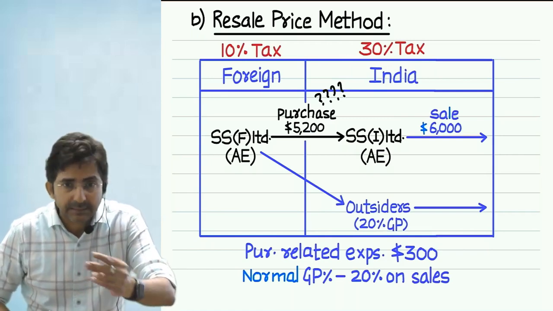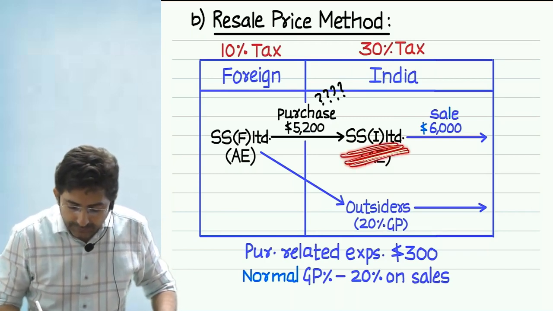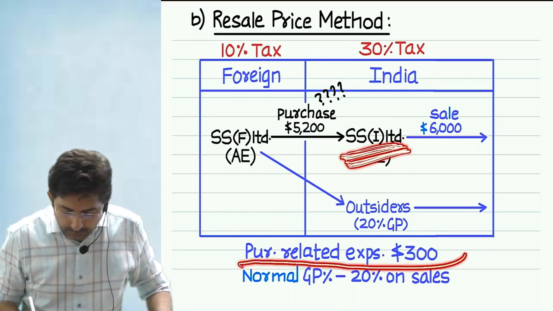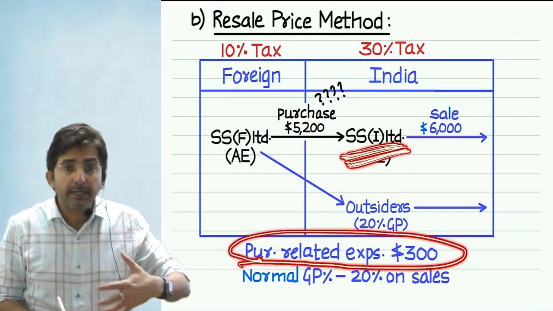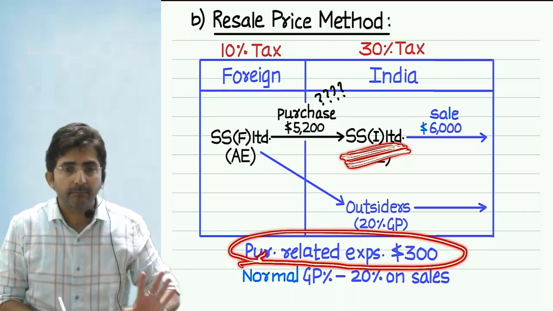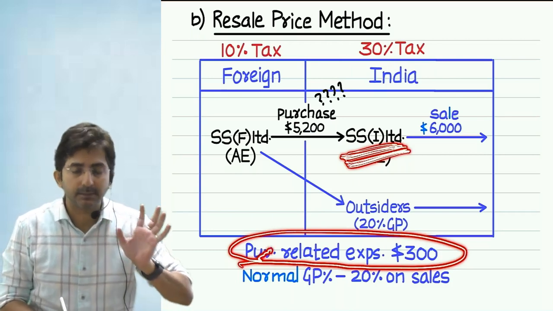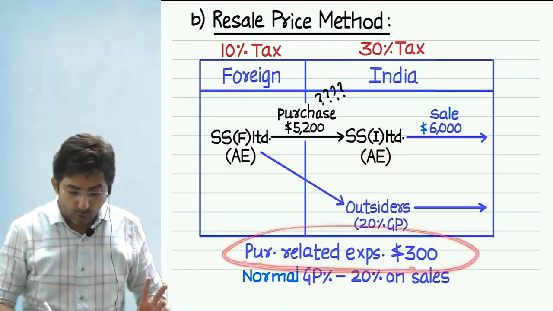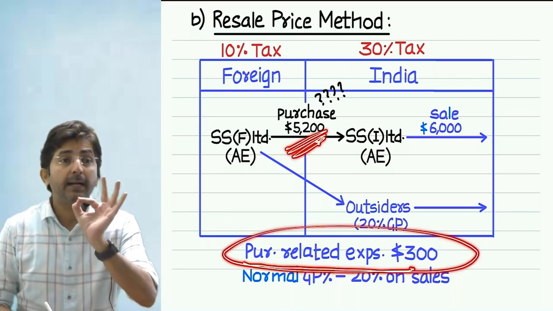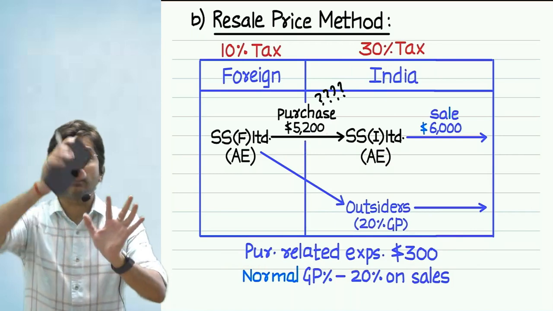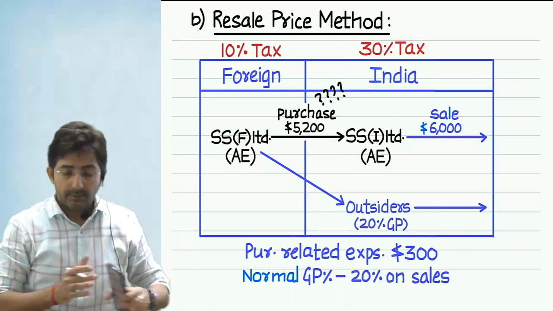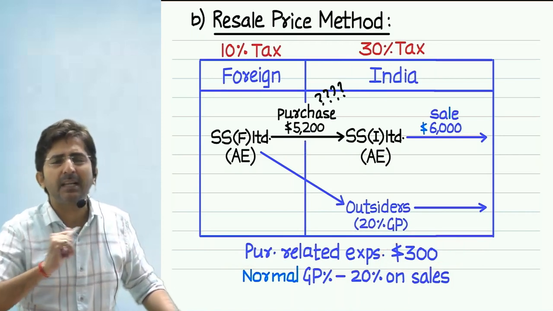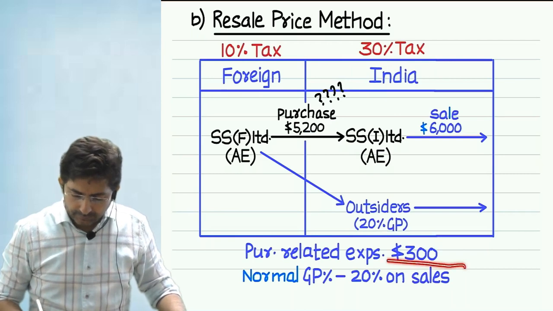So assume in my example that Samsung India had to incur purchase related expense of $300. See, I am creating a question kind of thing and then you try. And I believe you can try with common sense. So what is 300? Purchase related expense. See, purchase related expense means it is not included in 5,200. 5,200 is a pure price of the product. It is a product price. And additionally, $300 is the transportation, etc. Some incidental expense.